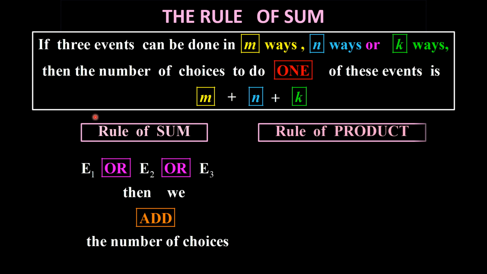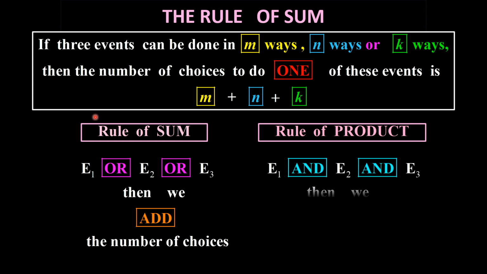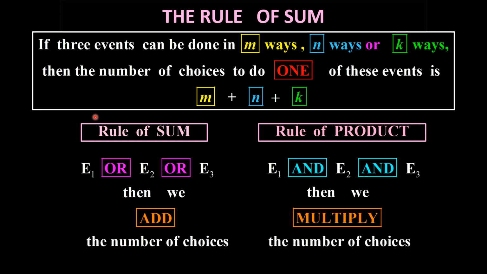And rule of product would be that you have event E1 and event E2 and event E3, then we multiply the number of choices here. So in the case of sum, we have or, then we have or, then we'll add. If we have and here, then we multiply our choices. Remember the product rule, we emphasize that the choices have to be independent of each other.